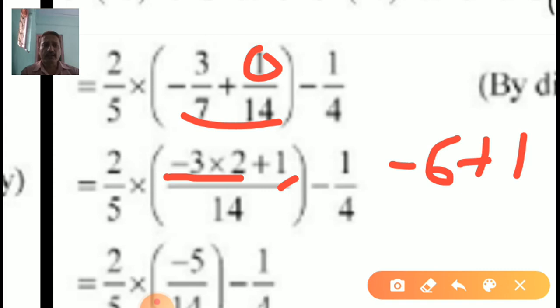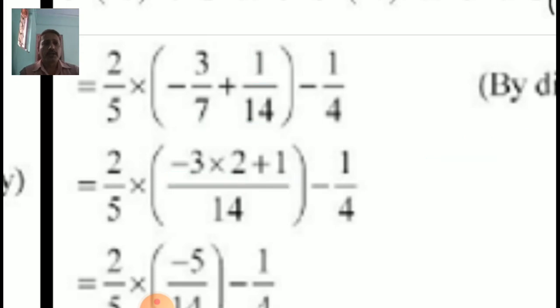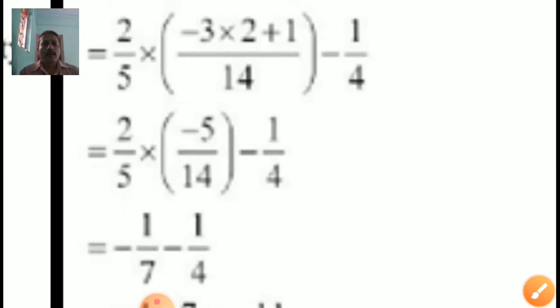What will be the answer? Yes, both numbers having different signs, that should be a subtraction. 6 minus 1, that's 5. But which is the bigger one? Minus 6 is the bigger one. The answer is coming in minus. So minus 5 upon 14. So our next step becomes minus 5 upon 14. So here, 2 upon 5 multiplied by minus 5 upon 14.